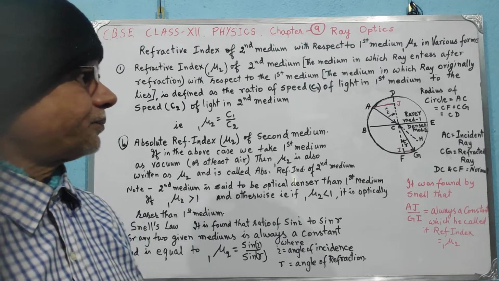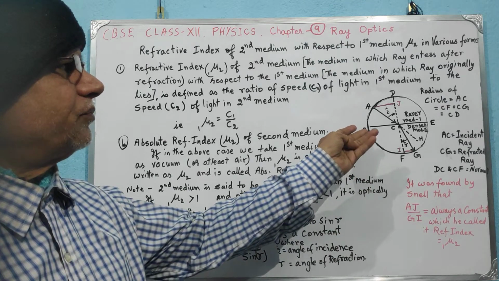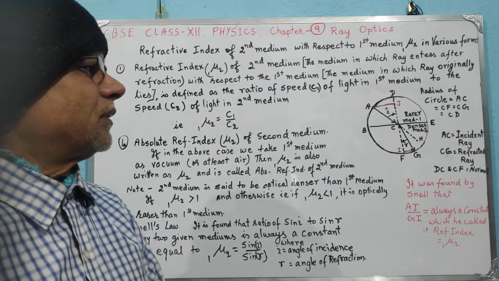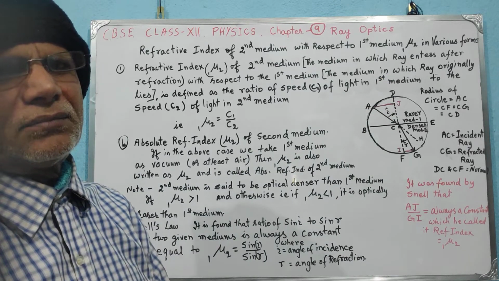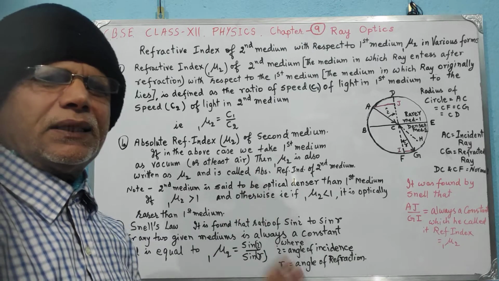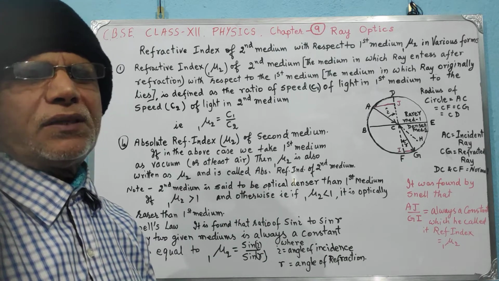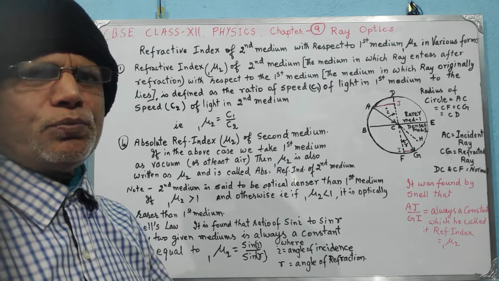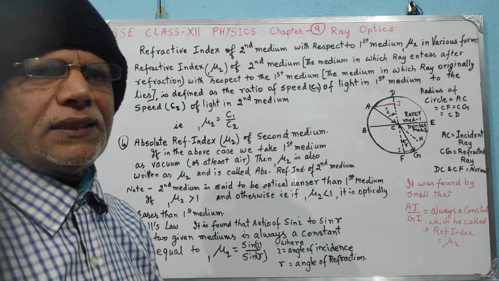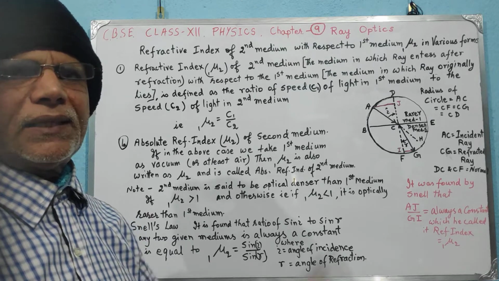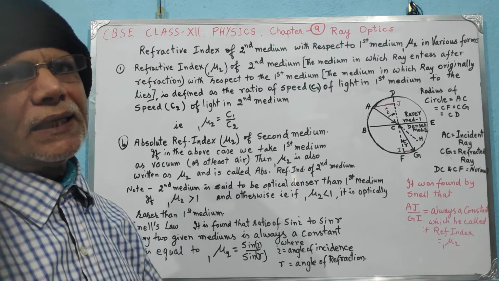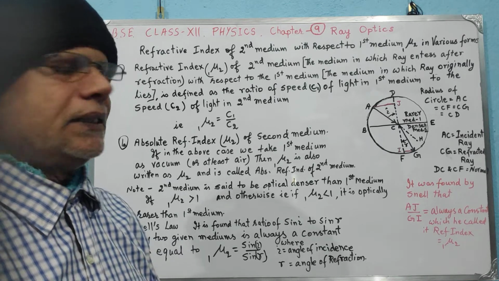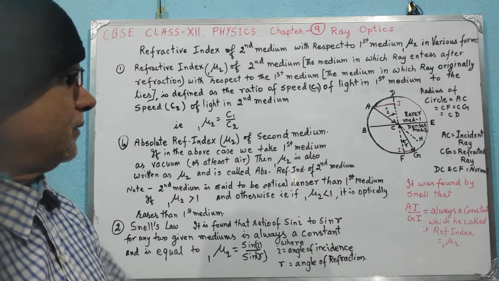With some approximation, we can also take first medium as air. Then also we take this as absolute refractive index. However, this is an approximation. The true meaning of absolute refractive index is only when we take first medium as vacuum and second medium as whatever medium we want to consider.